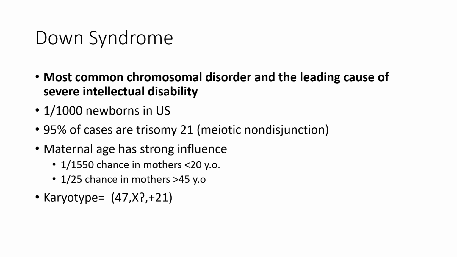The classic karyotype is written as 47, X plus 21, where the X reminds you that the sex chromosomes are irrelevant to the diagnosis. It's the extra autosome that defines the condition. Male or female, the phenotype is driven by chromosome 21 gene overexpression. If you see a patient with congenital heart defects, characteristic facial features, and intellectual disability, and the karyotype reads 47 chromosomes, trisomy 21 should already be the leading diagnosis.